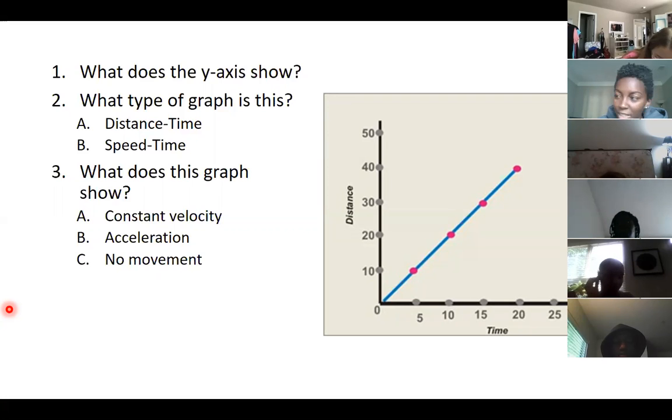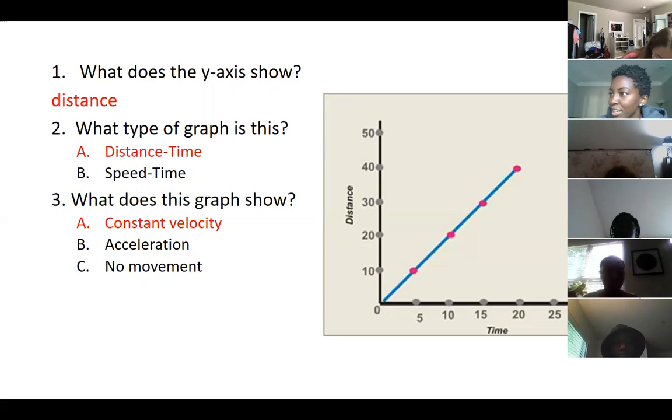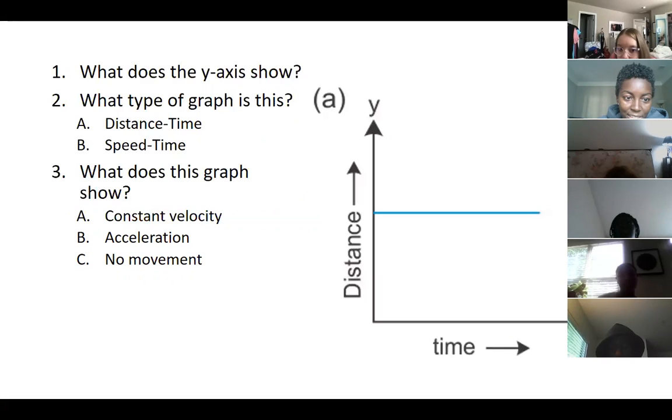All right, so very nice. Distance, time, and constant velocity. Very good.